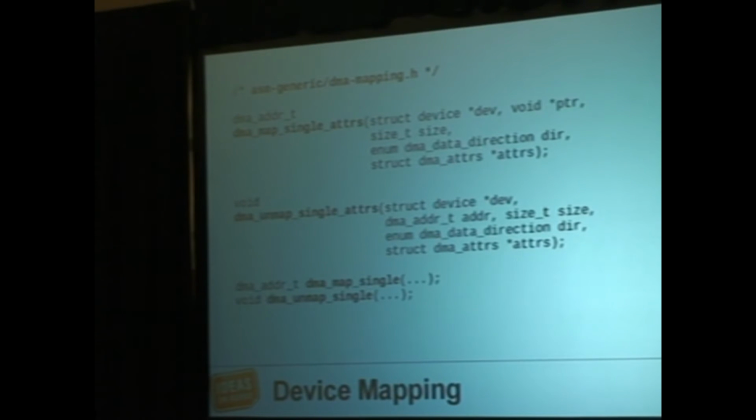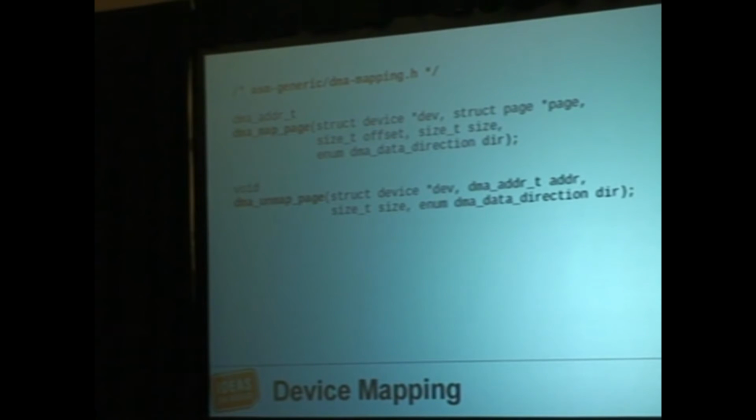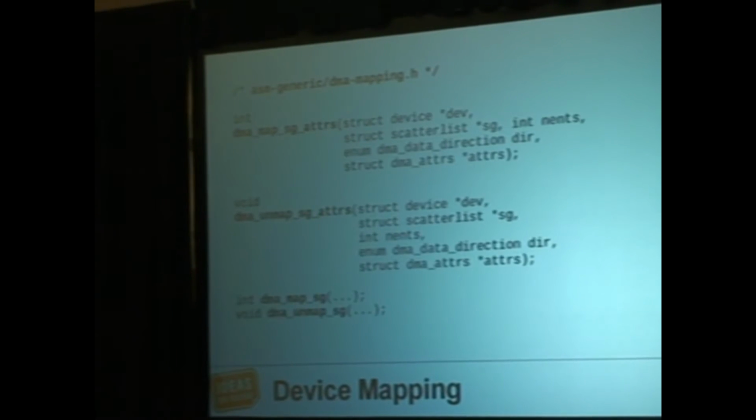Underneath, the system will go through all the physical pages of your buffer and map and unmap them one at a time. And you can do that yourself with an API that can be used to map or unmap a page. There's a third way to do the mapping. Instead of mapping a physically contiguous range of memory, you give the API a scatter list. That's just a list of physically contiguous chunks, and you ask the system to map that to a device.